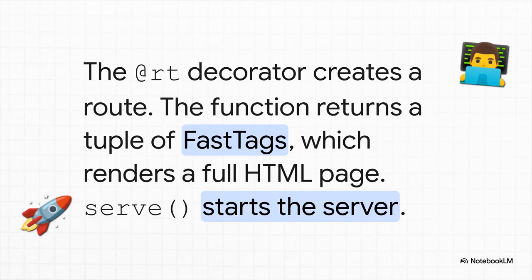And here it is, the whole thing. That @rt decorator, that's our router. The function itself, foo, just returns a tuple of our fast tags. But check this out, this is the really magical part. See that name string type hint? FastHTML is smart enough to see that and automatically pull the name query parameter right from the URL for you.